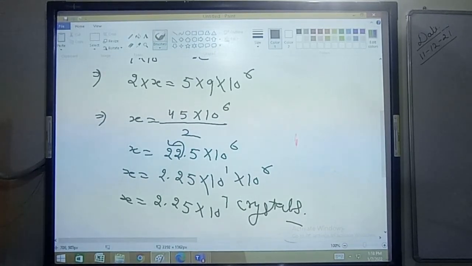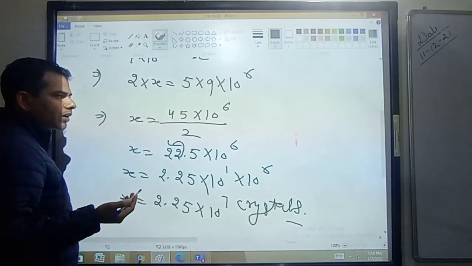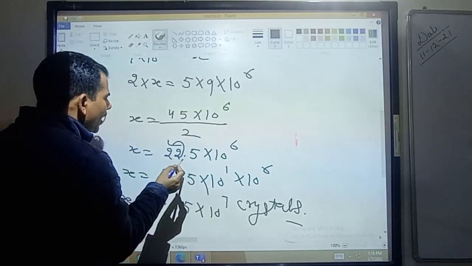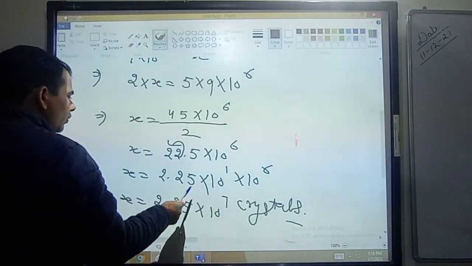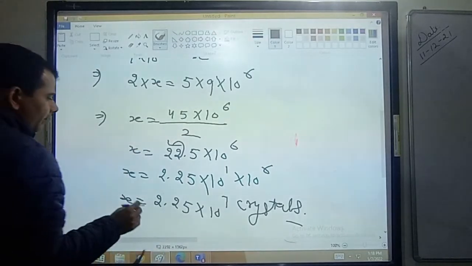Any doubt, any problem? No, sir. In chapter number 12, we have already studied about the standard form. 22.5 is not in standard form, and this value 2.25 is between 1 and 10.